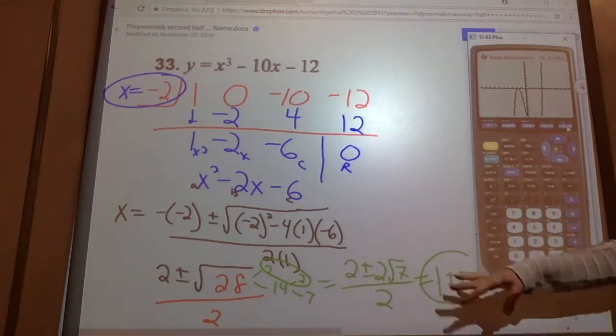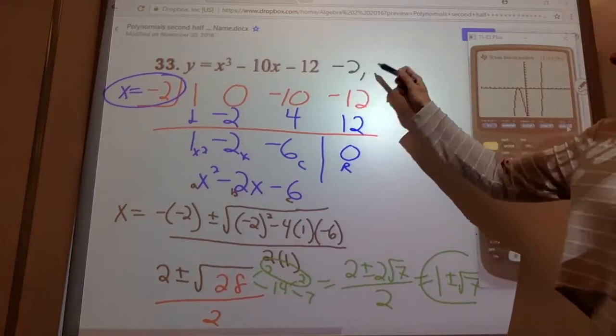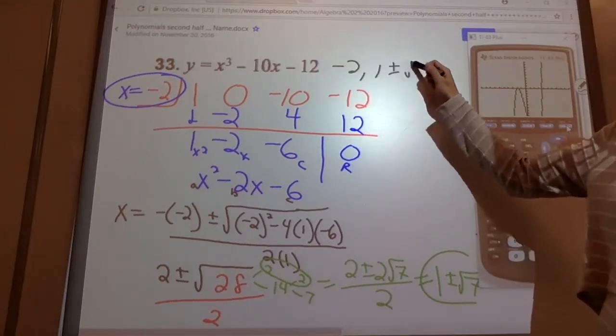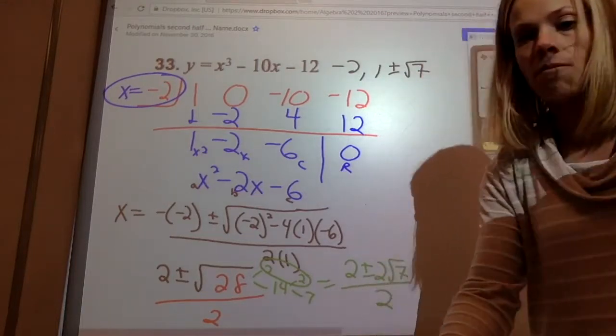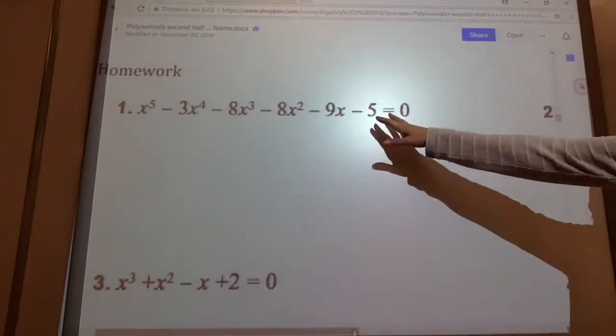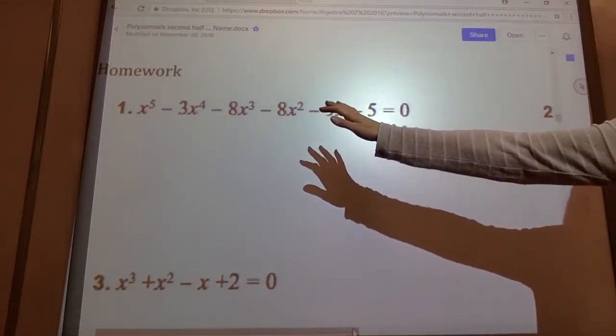So somehow I would circle them, or I could write them up here to tell my teacher, here are my 3 roots and I answered the problem, right? You've got to write them somewhere that I can see. So what do you do when it's a 5th degree polynomial? This is the first one on your homework. How many roots should I need?